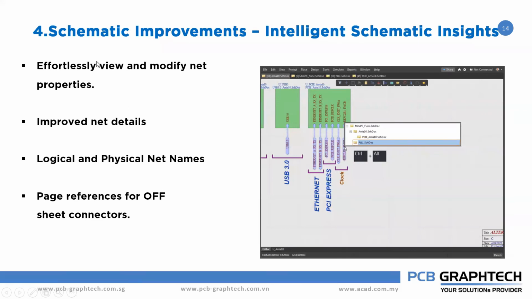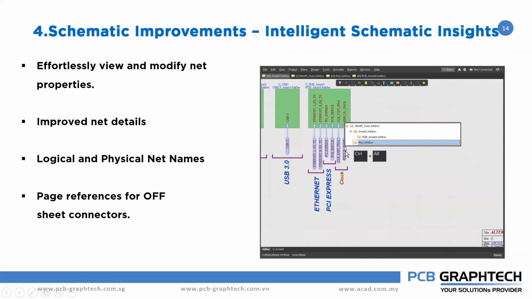In the schematic improvements, we are going to see how the connector nets are connected from one sheet to another sheet. It's now easier to identify. Previously, if you wanted to see how the nets were connected from one sheet to another, you had to go to that sheet and check the nets. It's a very tedious process. But now we have an option of pressing Control Alt, so that when you move to a particular connector net, it will show you which sheets the particular net is connected to.